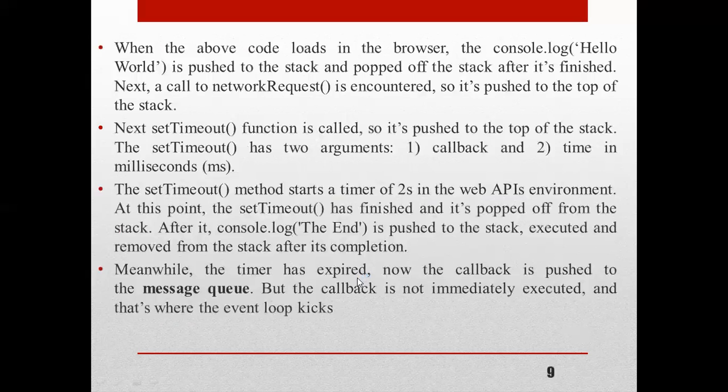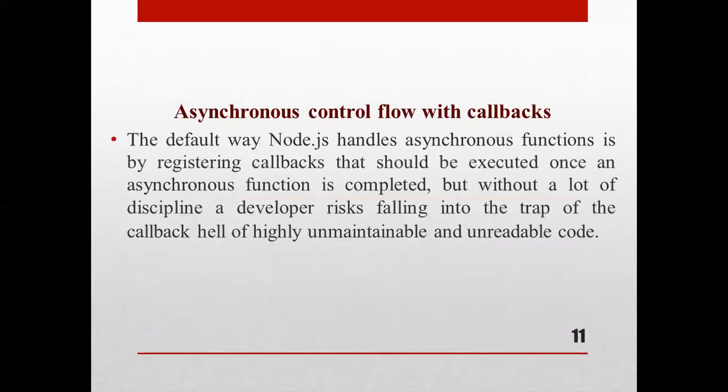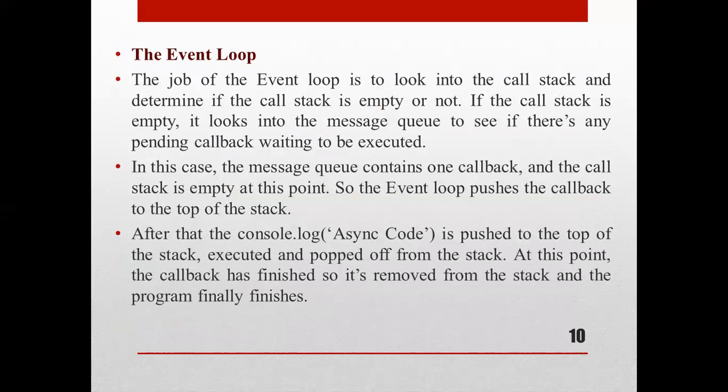So in this way we have seen how that callback works here. We are going to push all the instructions and functions into the call stack and execute them one by one, and at last we are going to push that callback into the message queue. The event loop will check if the call stack is empty or not. If it is empty, it will look into the message queue. If the message queue has any callback, it will push that callback into the call stack, execute it, and pop it from the call stack. Finally we are going to finish the execution of the program. So that is how the event loop works.